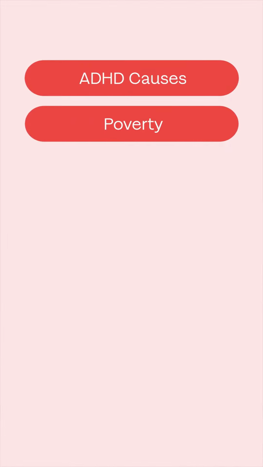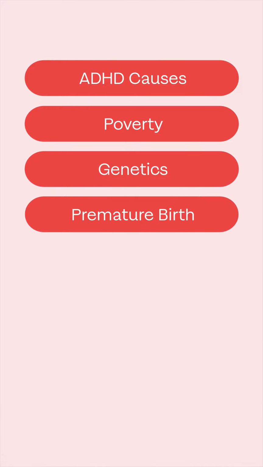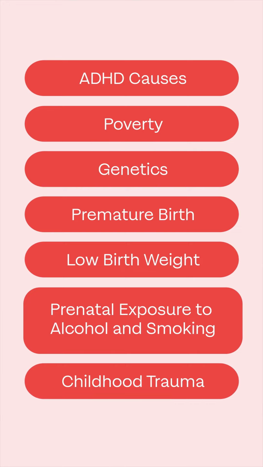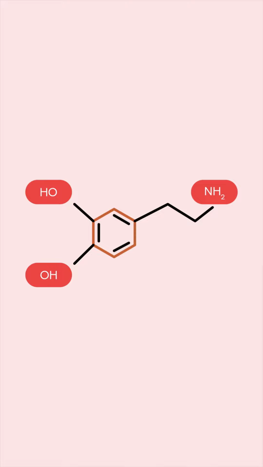Poverty is one cause. It can also be genetic. Very premature birth, low birth weight, and prenatal exposure to alcohol and smoking can also be causes. Children who experience trauma such as physical, sexual, or verbal abuse can also develop ADHD. ADHD is also associated with the dysregulation in neurotransmitter dopamine and its pathways.